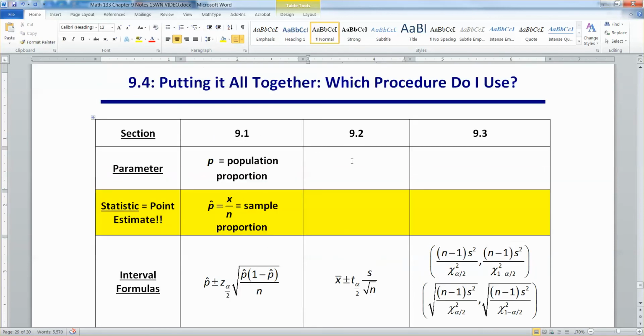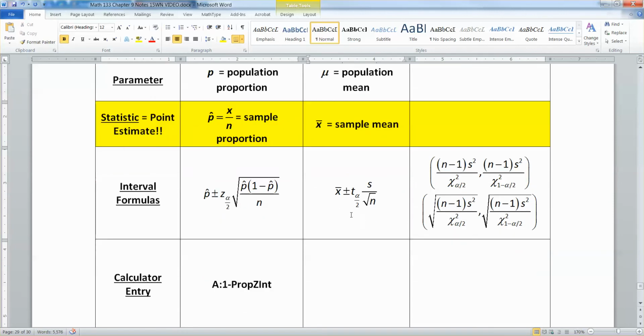All right, now what about section 9.2? Well, 9.2 was looking at mu, which is the population mean. And the statistic for that, which is also the point estimate, would be x bar, which we've known for quite some time. That's your sample mean. Population mean, sample mean. This is the point estimate. This is the value you don't know because it's for a whole population, and whoever gets to know a whole population, really. Now the formula for that is x bar plus or minus t alpha over 2 times s over the square root of n.